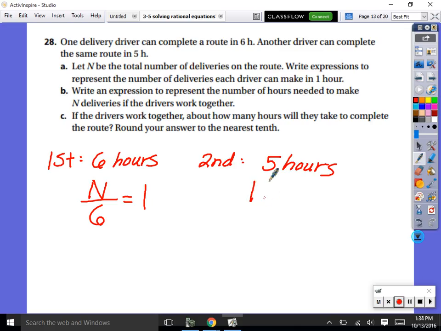And so this dude can do the same. We're using n again because it's the same number of deliveries. Or no, it's not the same number of deliveries. Sorry, n over 5 is going to be how many he can make in 1 hour. Does that make sense? Okay, so we've done A.